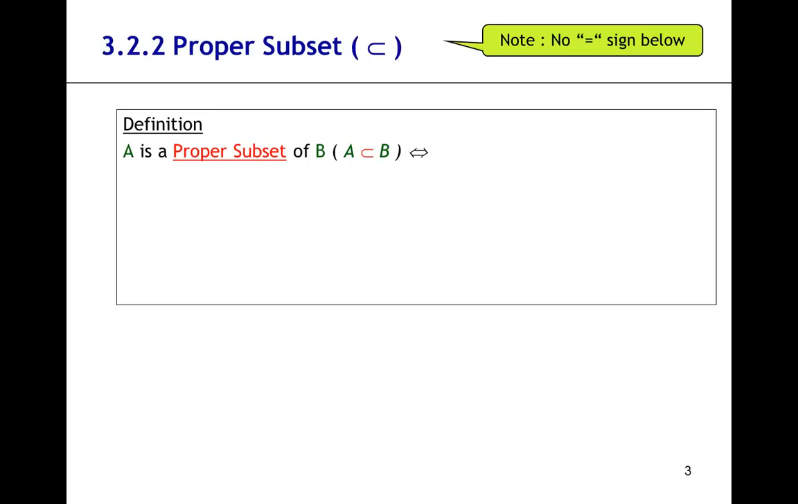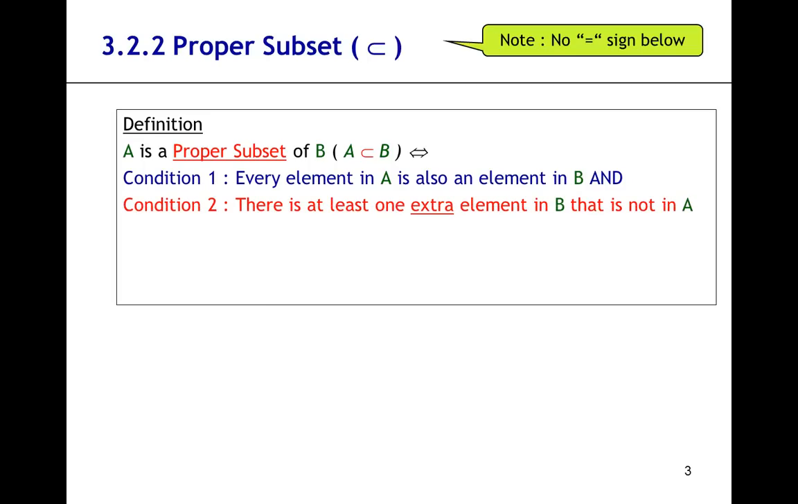To prove that set A is a proper subset of set B, you need to check two conditions. The first condition is similar to subset, that is, every element in A is also an element of B. The second condition is to check that there is at least one extra element in B that is not in A. So B is a bigger set than A. Hence, B can never be equal to A.